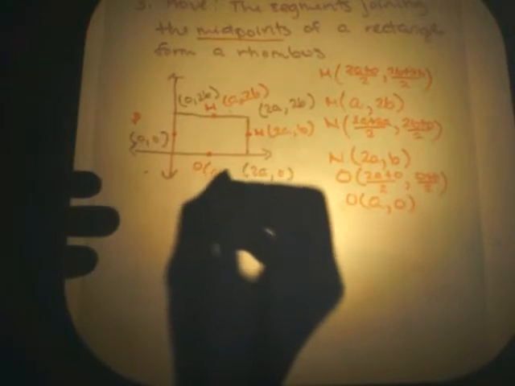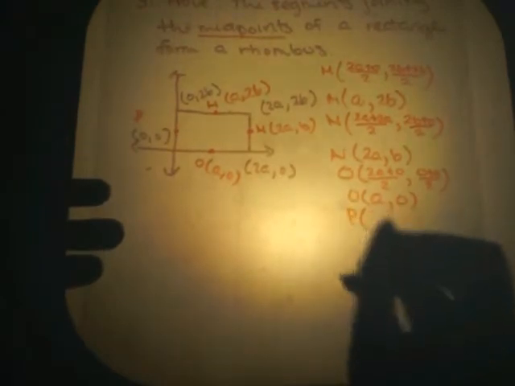Then we want to do O. For O, we want to use these two coordinates. So we have 2a plus 0 over 2, x plus x, 0 plus 0 over 2 for y. So we get for O, 2a over 2, which is a, and 0 over 2, which is 0. So O is a, 0.